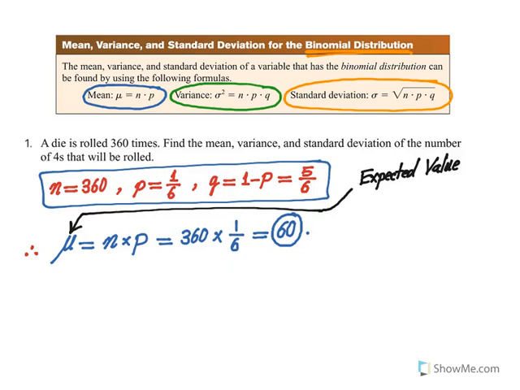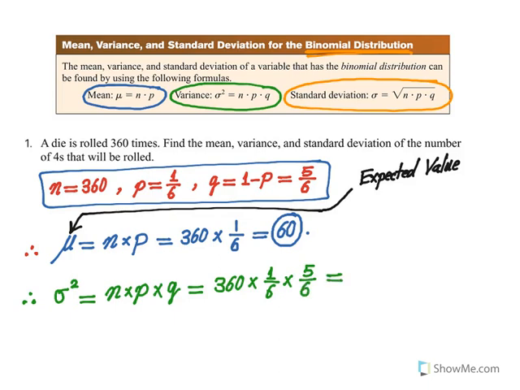It's as equally likely as the other faces of the die. But anyways, you're not asked to interpret. I'm just helping you understand this question better. Now we can say also, therefore, the variance, now the green one, sigma square. This is n times p times q, which will be 360 times 1 over 6 times 5 over 6. And if you do this calculation, you'll get exactly 50. This will be your variance.